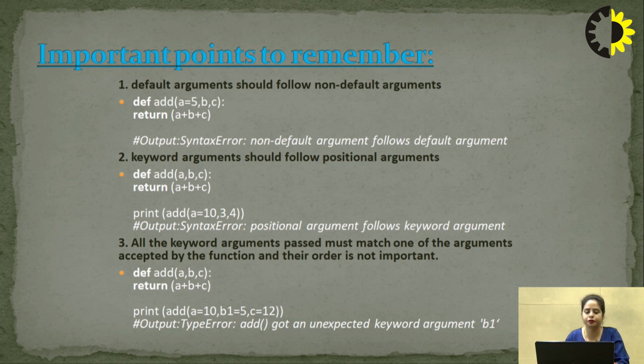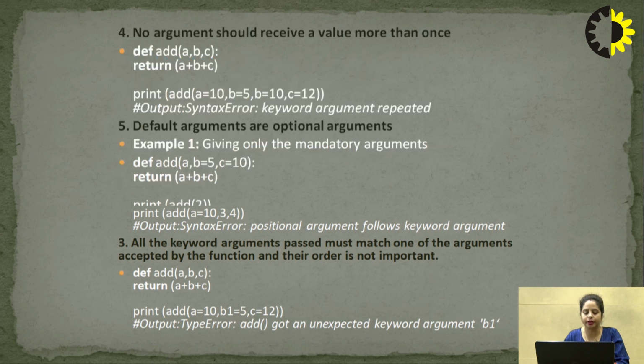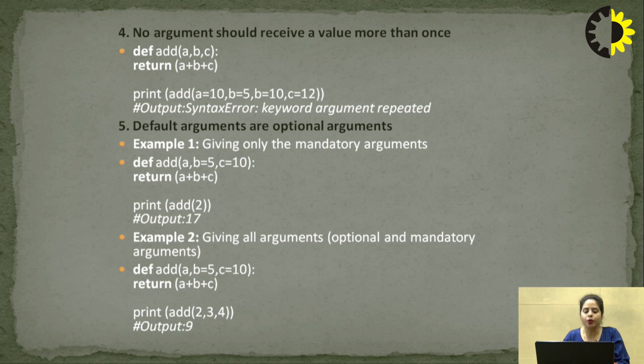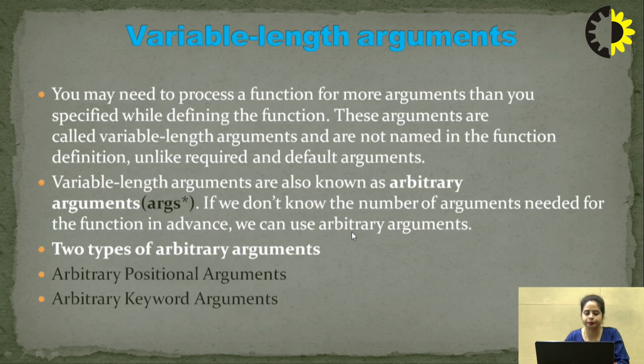Default argument should follow non-default argument. Keyword argument should follow positional arguments. All the keyword arguments passed must match one of the arguments accepted by the function and their order is not important. Next one is no argument should receive a value more than once. Default arguments are positional. We already saw this in the example.